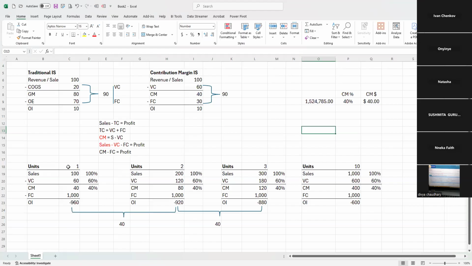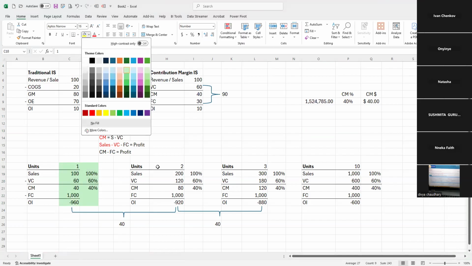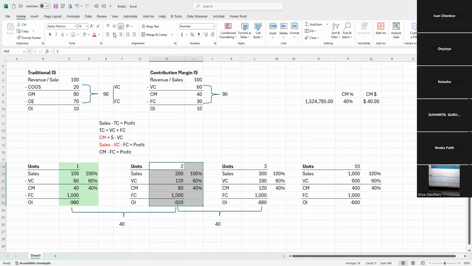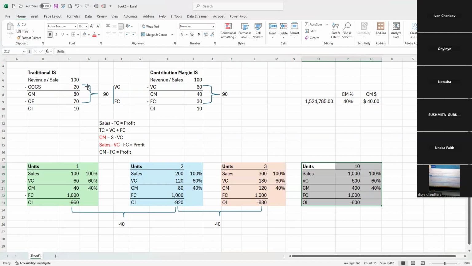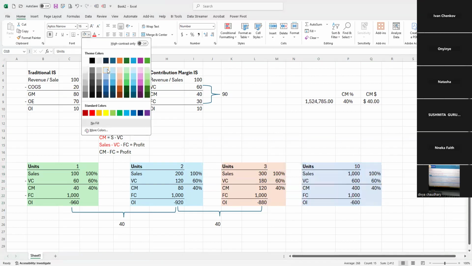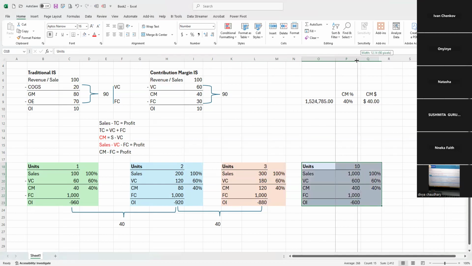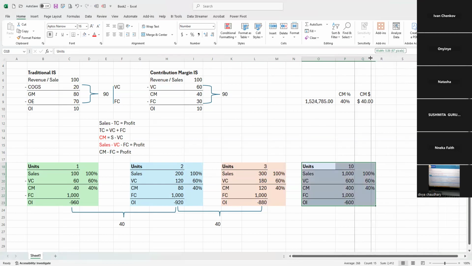Okay, that's great. So now let's highlight here: when we're selling 1 unit, we're going to have this. If we're selling 2 units, we're going to have this. If we do 3 units, we're going to have this one. So we start identifying some pattern, aren't we? What's our pattern? Sales never change. Variable costs never change. Contribution margin per unit never changes.